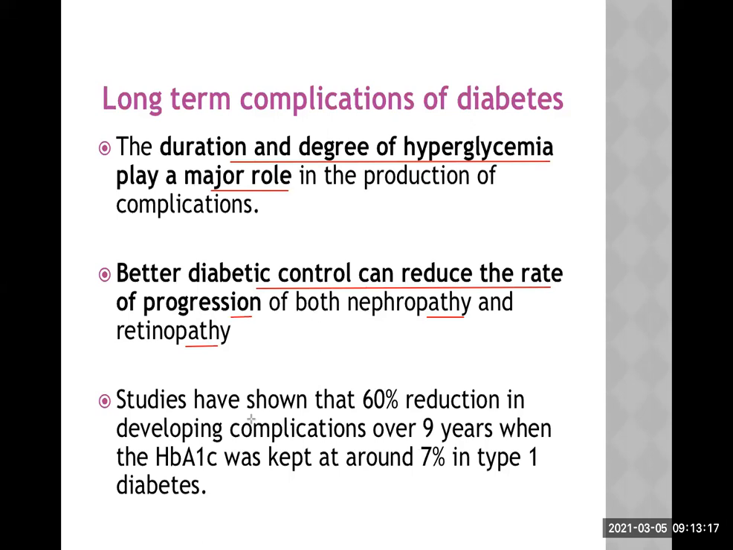Now see, they have done different studies regarding this, and many studies have shown that there is a 60% reduction in developing complications over 9 years when the hemoglobin A1C was kept at around 7% in type 1 diabetes. Now 7% is slightly higher than the normal range. Normally it should be less than 6.5, but nevertheless, it is not very high. So the chances of complications are much more reduced if we maintain HbA1c in this range.